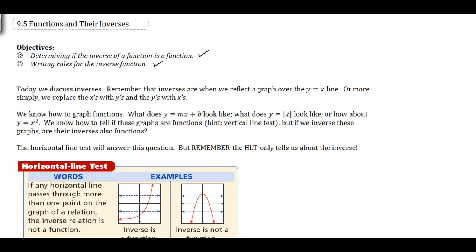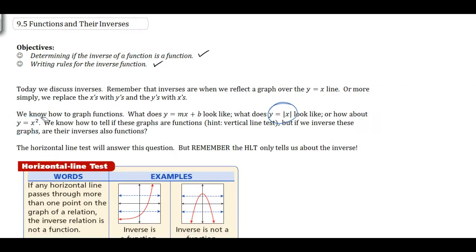Now I want you to look at some of this stuff here, like what some graphs look like, what lines look like, what square roots look like, what x squareds look like. Now think about their inverses, if you do or do not know them. Could you tell me if their inverse was a function?